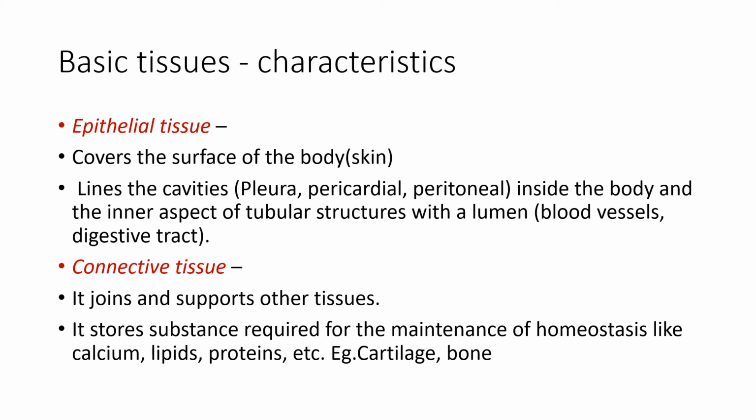Then coming to the connective tissue. As its name implies, it joins and supports other tissues. It stores substances required for the maintenance of homeostasis like calcium, lipids, proteins, etc. So where do you find this connective tissue? It is seen in the bones; the cartilages are examples of connective tissue.